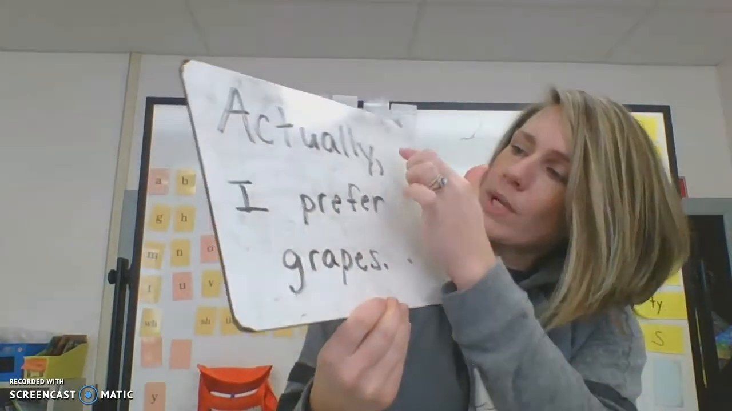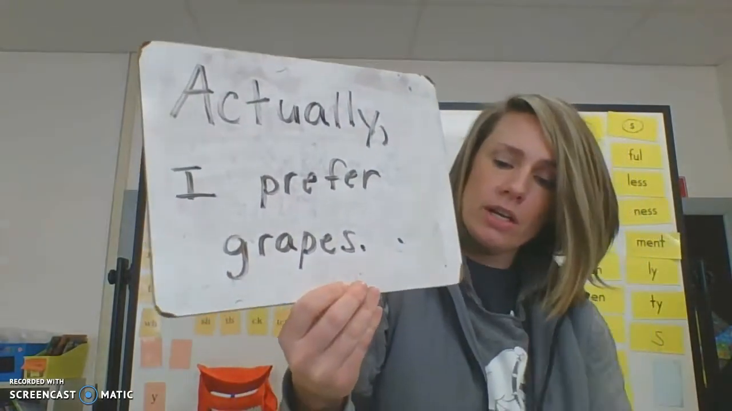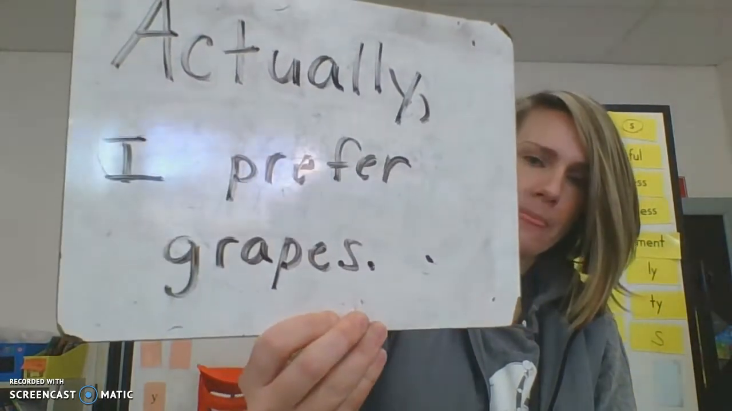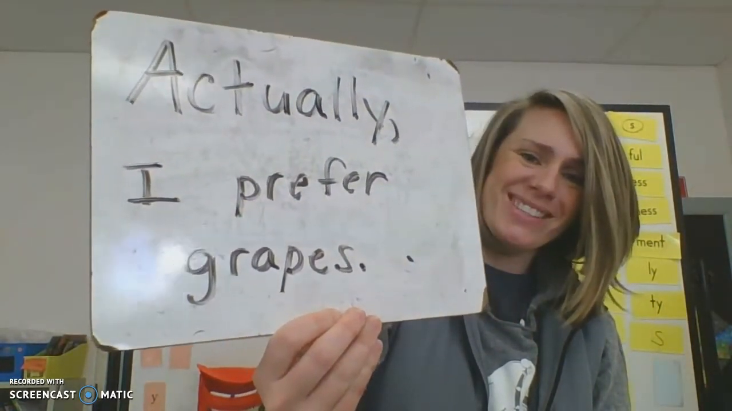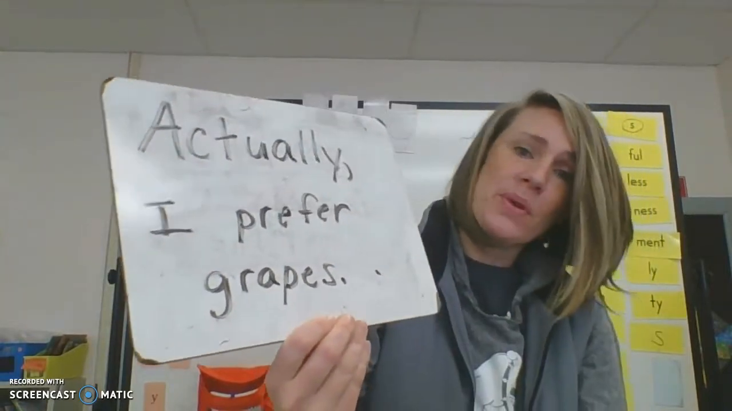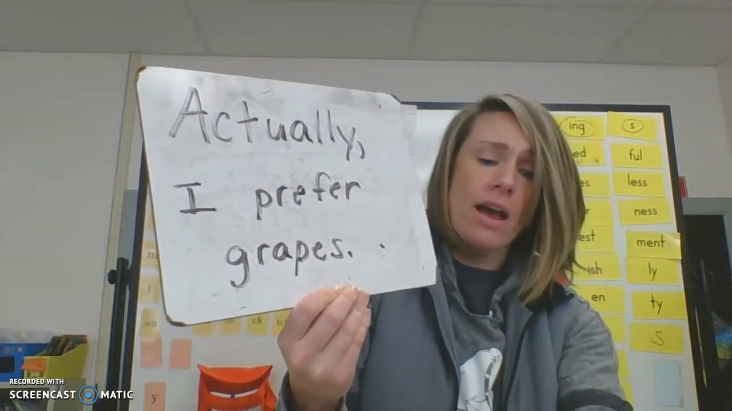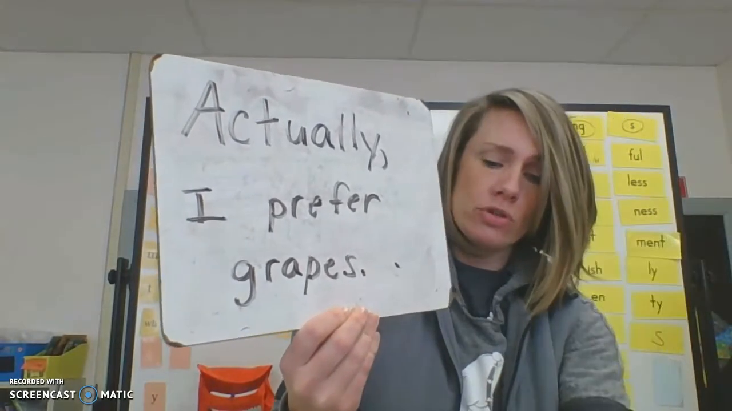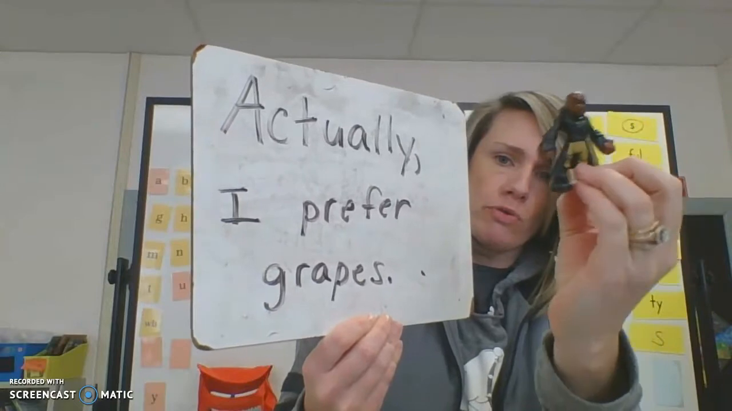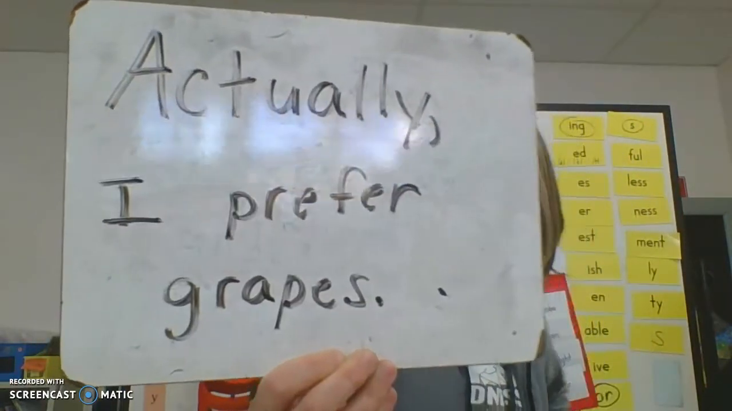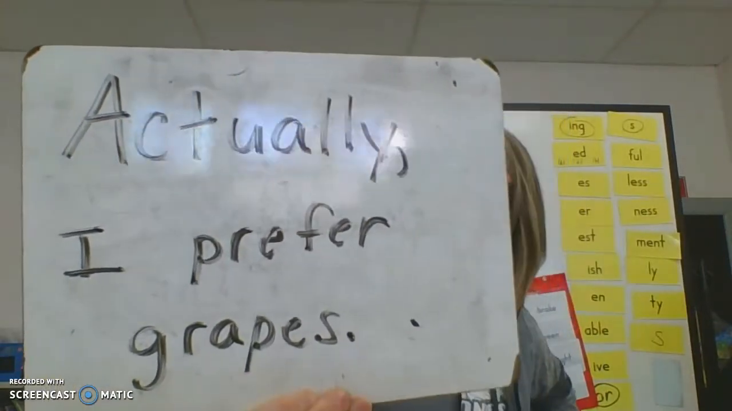And here's how that sentence is going to look. We kind of pause after the actually. Actually, I prefer grapes. So let's now put that sentence, or if you want to change the food, what's your favorite fruit? Actually, I prefer strawberries. Actually, I prefer pineapples. Actually, I prefer pomegranates. So if you want to switch up the fruit in your notebook, go right ahead. Pause the screen until you have your sentence completed.